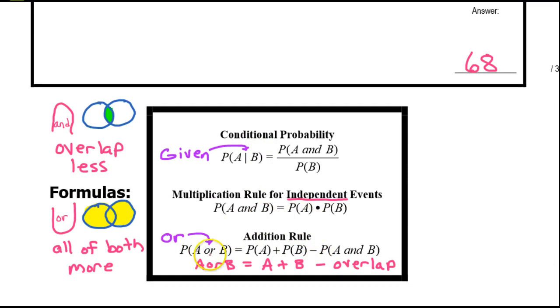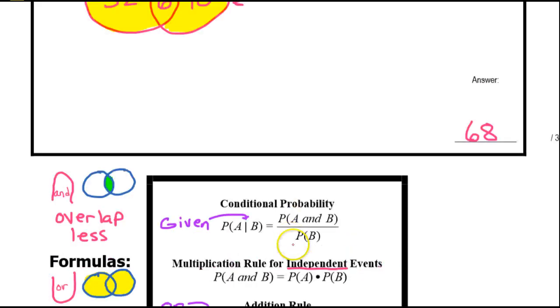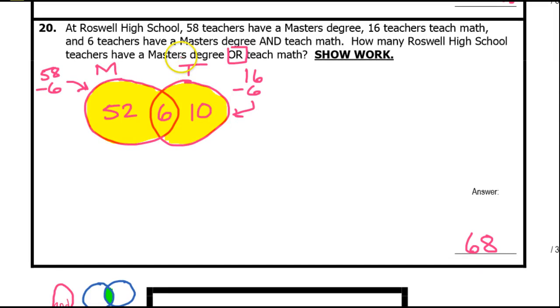The only thing that might have confused you if you tried to use the formula is that this formula is set up for probabilities. See all these P's? But in the problem, probabilities are not mentioned. It doesn't tell you the total number of teachers at Roswell High School. So there's no way to calculate the actual probabilities.